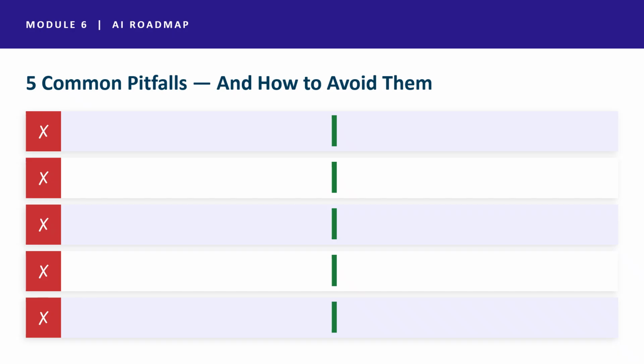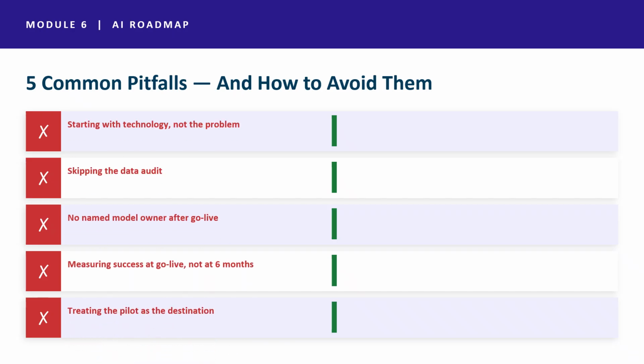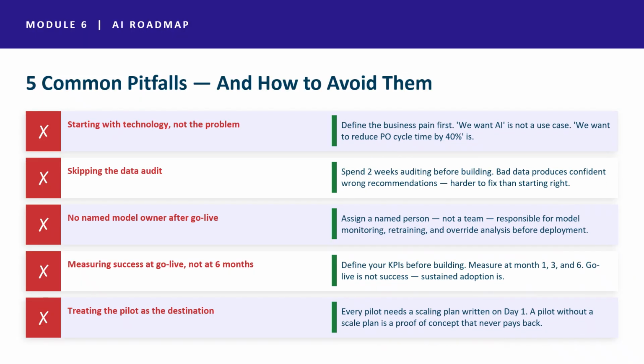5 pitfalls I see consistently. Starting with technology, not the problem. Define the business pain first. "We want AI" is not a use case. "We want to reduce PO cycle time by 40%" is. Skipping the data audit: spend 2 weeks auditing before building. Bad data produces confident, wrong recommendations. Harder to fix than starting right.